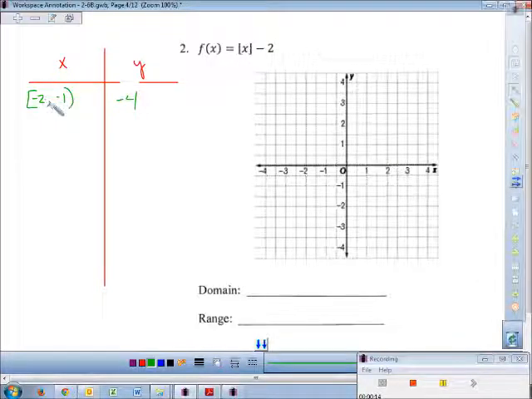Now, pick me a number in this range. Isn't negative 1.5 in this range? Would you agree with that? What if I put negative 1.5 in here? What does negative 1.5 round down to? Negative 2. Take away 2 more again. What would you get? Negative 4. Wouldn't you still get that? What if I put negative 1.1 in for x?